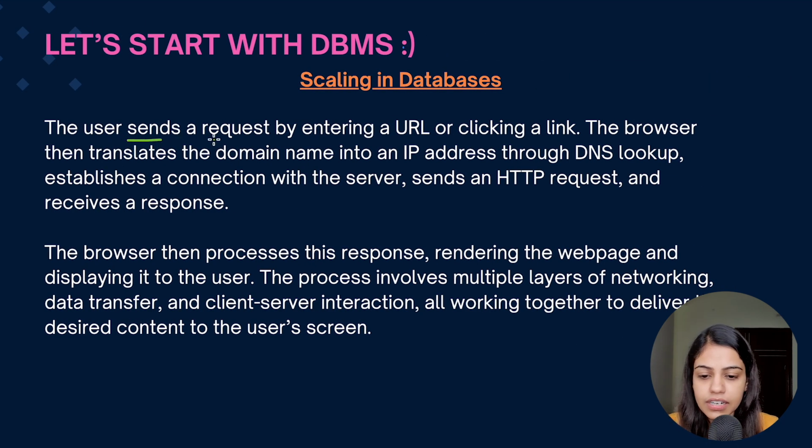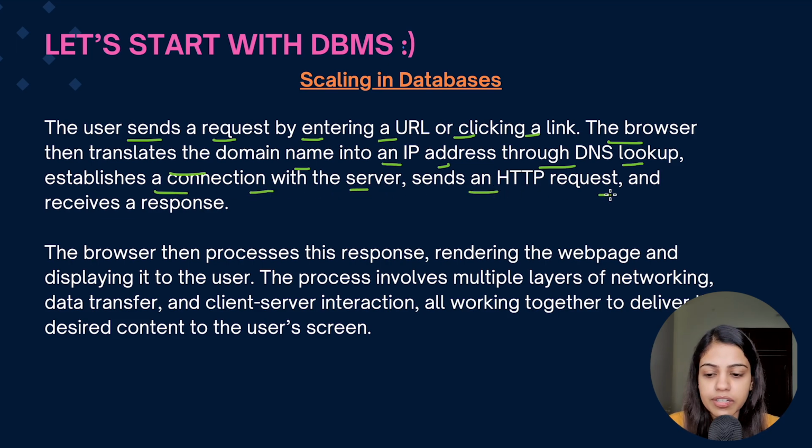Now the user sends a request by entering the URL or clicking a link. The browser then translates the domain name into an IP address through DNS lookup, establishes a connection with the server, sends an HTTP request and receives the response. So this is how the user journey was happening. Now the browser processes this response, renders the web page and displays it to the user. So we get the static and dynamic content from the server. Now it gets rendered and then it is displayed to the user.